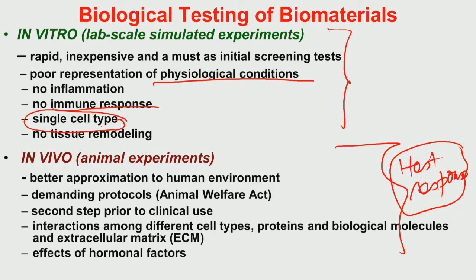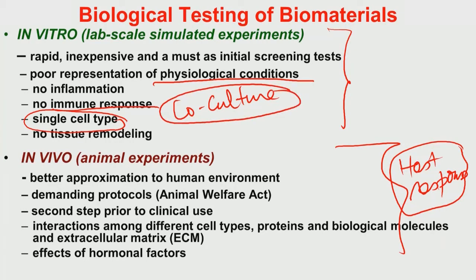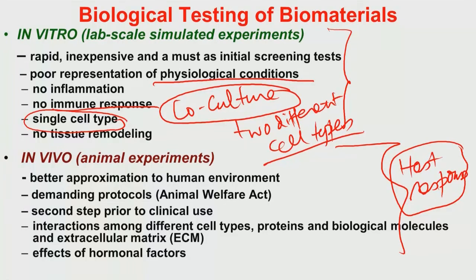Largely in vitro experiments are conducted with a single cell type. Either you culture osteoblast cells or you culture fibroblast cells, but there is a recent trend that people try to use, that is called co-culture. Co-culture means two different cell types are cultured together. But this is still not being regularly used in different biomaterials laboratories. The other thing that you cannot assess in in vitro experiments is tissue remodeling, simply because you are handling biological cells only.